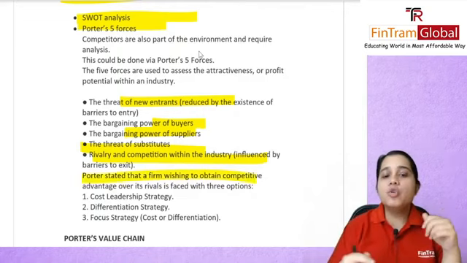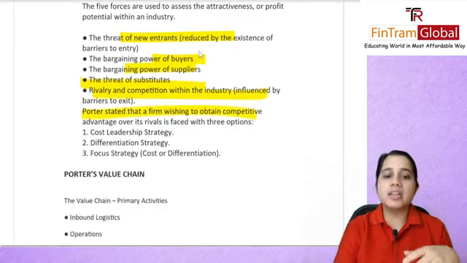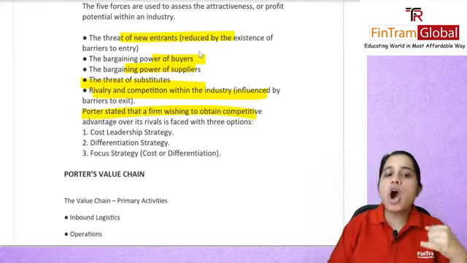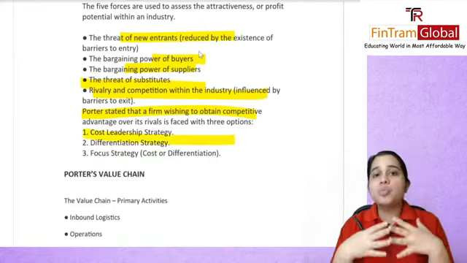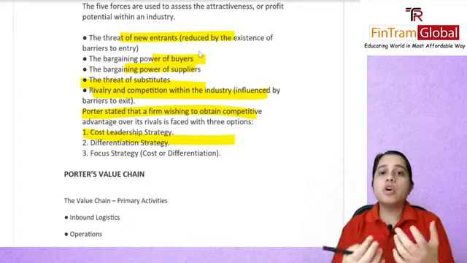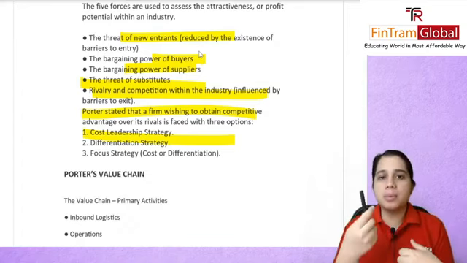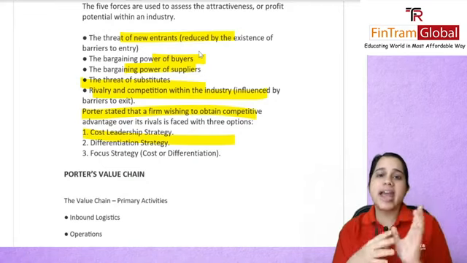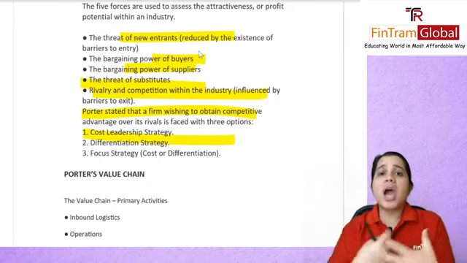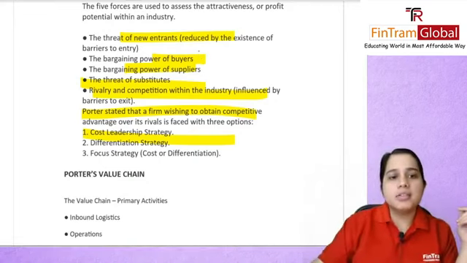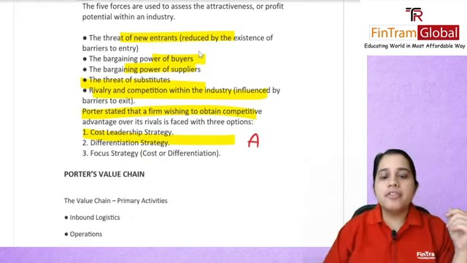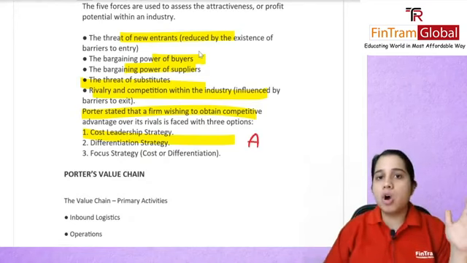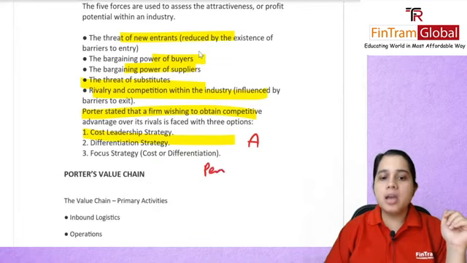Porter stated that a firm wishing to obtain any competitive advantage can have these 3 options. That is the cost leadership strategy. That is where you make sure that whatever cost you incur, let's say to produce a product, you are the lowest in that. Let's do an example. All right, firm A and firm B are, let's say, manufacturing a pen.